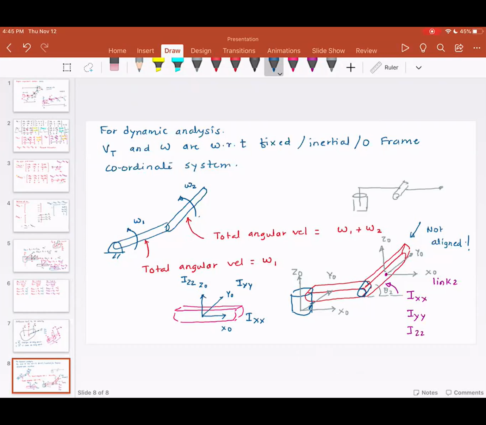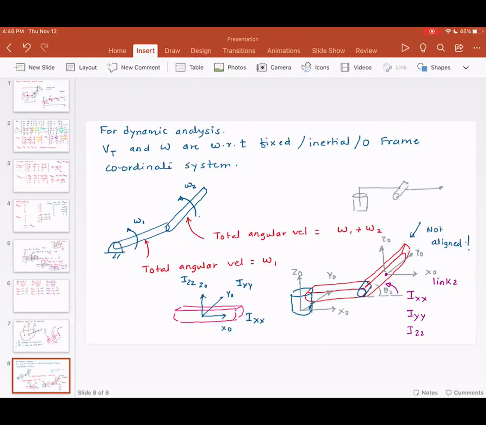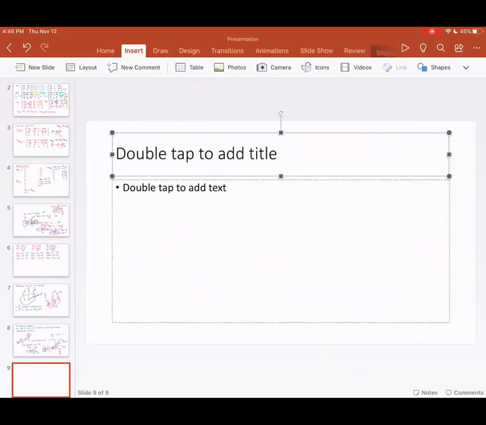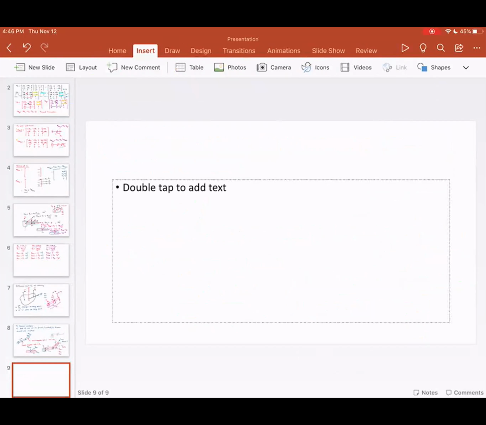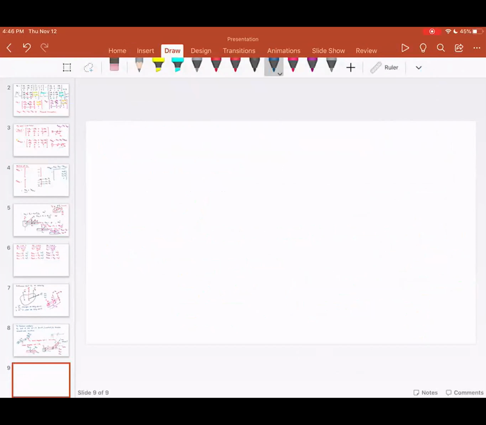Now the next question is, what do we do when the geometry is irregular? So for an example, here is what happens. And this is actually quite common. So for an example, you have a robot arm, and that robot arm is maybe some complicated shape, something like this.